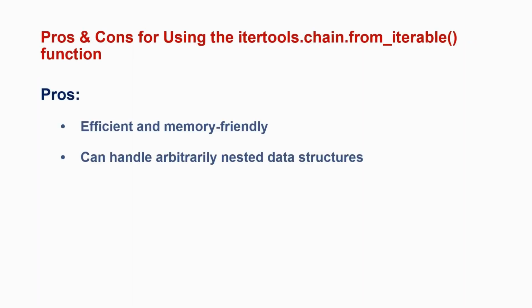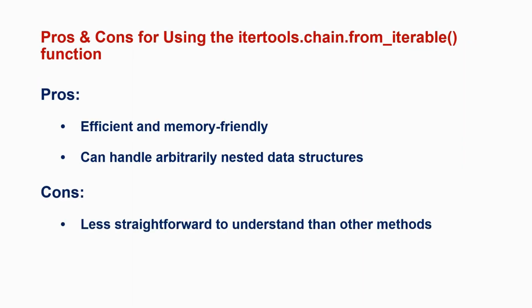Pros and cons for using the itertools.chain.from_iterable function. Pros: efficient and memory friendly. Can handle arbitrarily nested data structures. Cons: less straightforward to understand than other methods.